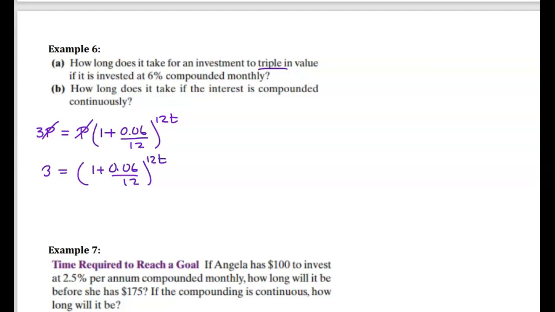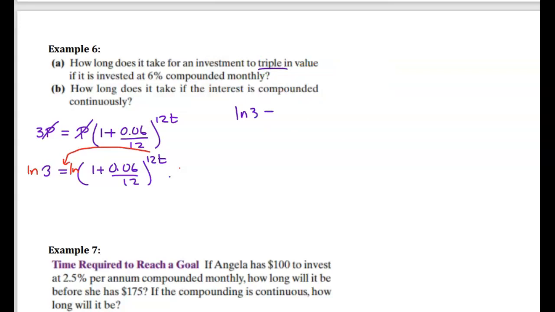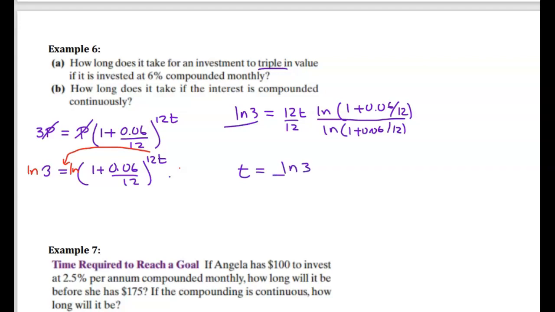Alright, so now my unknown is in the exponent. This is when I take the log of both sides. Right? So this 12t is going to go in front. So I have log of 3 equals 12t times log of 1 plus 0.06 divided by 12. Divide by 12 and divide by this on both sides. So we get t equals log of 3 over 12 log of 1 plus 0.06 divided by 12. Alright, we're going to put that in the calculator.